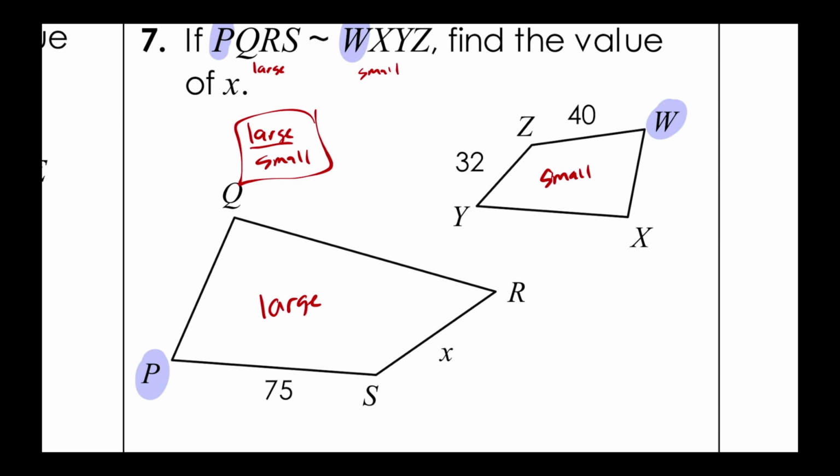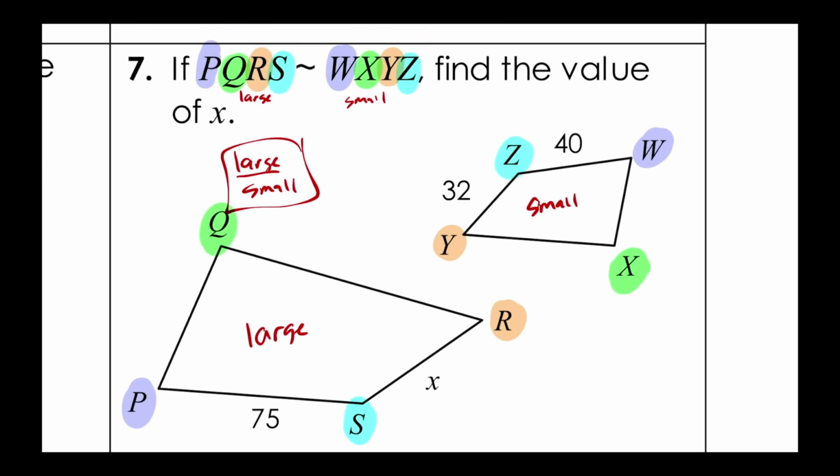So let's continue. Q is second. X is second. So Q and X match. R is third. Y is third. So R and Y match. S is last. Z is last. So S and Z match. Right? You should have at least done that. Match up the corresponding pieces with colors, so that way you can see what matches.